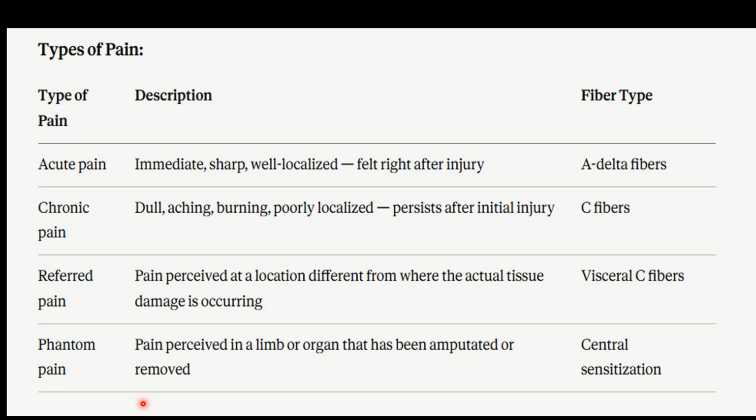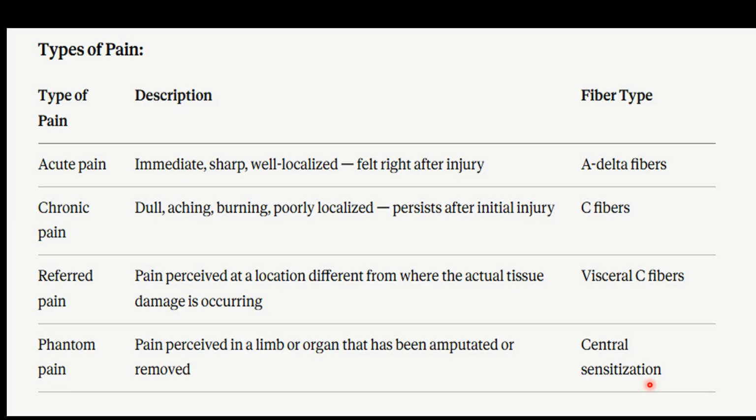Next is chronic pain, which is dull, aching, burning, poorly localized, persists after the initial injury, and the type of fiber is C fiber. The third one is very important, referred pain, because in this situation pain is perceived at a location different from where the actual tissue damage is occurring. Okay, and the type of fiber is visceral C fiber. Next we have phantom pain, pain perceived in a limb or organ that has been amputated or removed, and the fiber type is central sensitization.